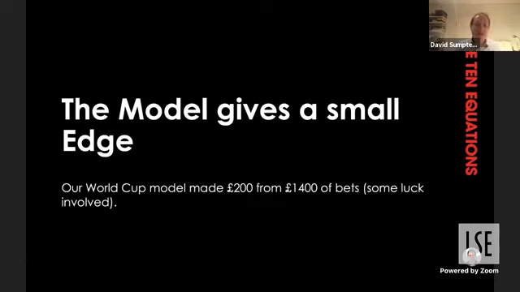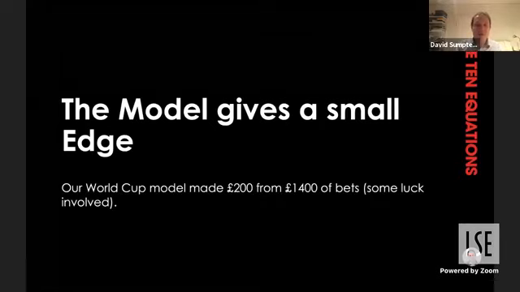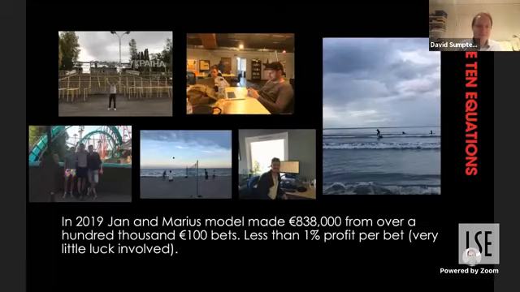In our World Cup model, we made about £200 from £1,400 worth of bets. Now, there's definitely some luck involved with this, because I want to get to the point here that if you're just betting on every match in the World Cup, that's still not enough to know that you've got a good model. You need to make thousands, tens of thousands, or even hundreds of thousands of bets. And that's exactly what Jan and Marius went on to do. They spent the year after they met me in Uppsala tuning their model and finding these types of biases.